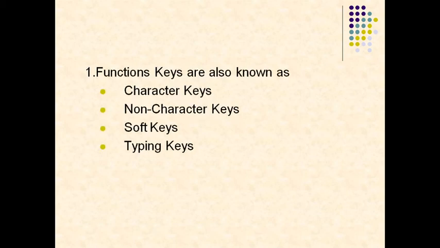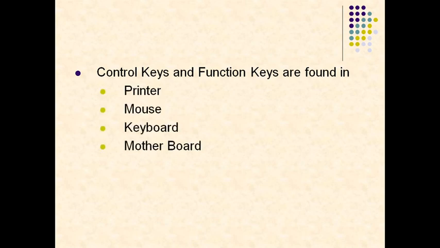First question: function keys are also known as. The options are character key, non character key, soft key, typing key. What is the answer here? Soft keys. Function keys are also known as soft keys. Now the second question: control keys and function keys are found in. Options: printer, mouse, keyboard, motherboard. Where can we see control keys and function keys? That is the keyboard. Okay students.